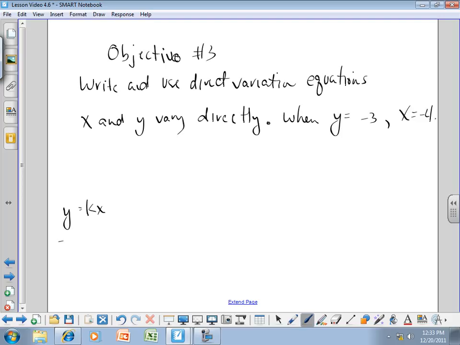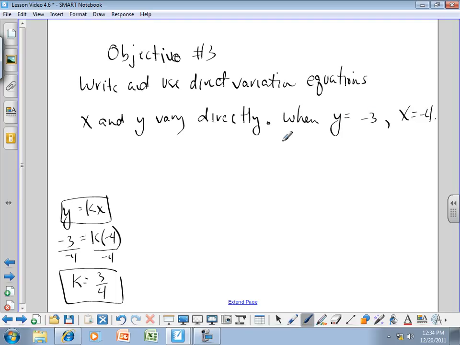So if they tell me that y equals -3 when x equals -4, I'm going to plug that in there, and now I'm going to try to solve for k. How do you get k by itself here? Well, you divide by -4. And then what does k equal? It equals 3/4. What's a negative divided by a negative? It's a positive. So when I see this sentence, I know I can use y equals kx. When I see this, I know I can find k.